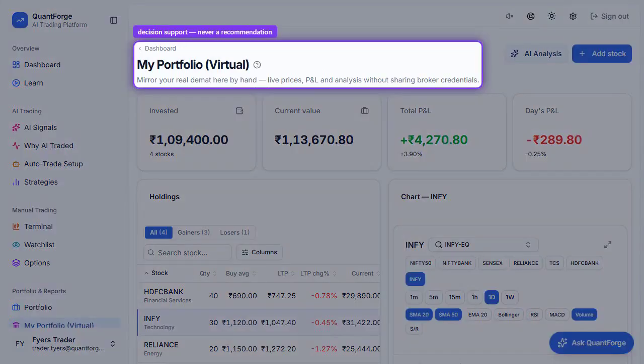A few last questions. How often should I run this? Once a week is plenty for long-term holdings, and again whenever you are thinking of adding or selling. The results are cached for a while, so clicking repeatedly will not change anything.